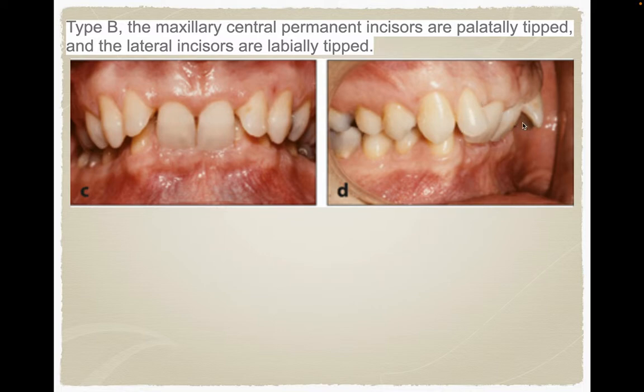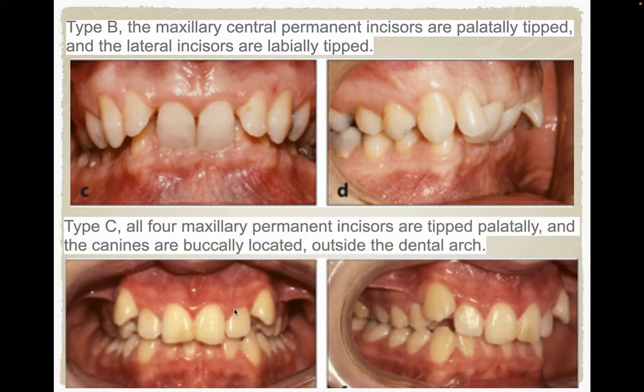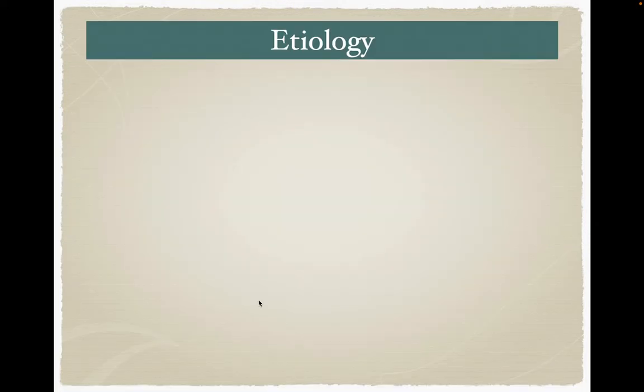tipped, in which the lateral incisors are shorter and the lower lip is only retroclining the upper central incisors. And Type C, in which all the incisors, central and lateral, are retroclined, while the canine is buccally displaced and located outside the line of the arch.